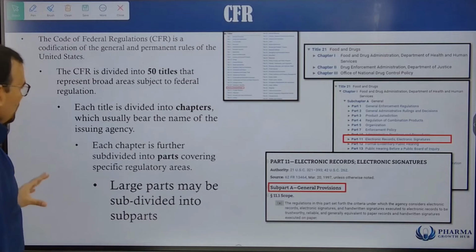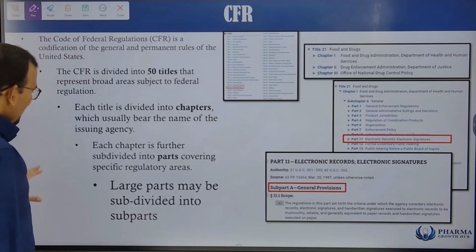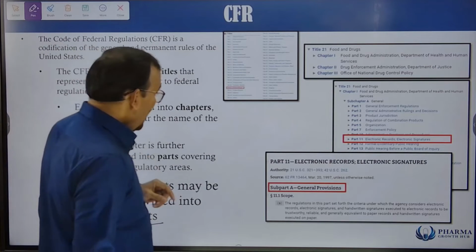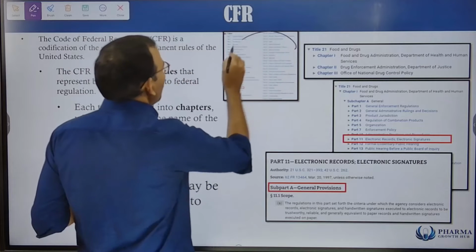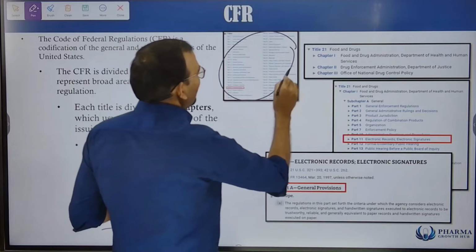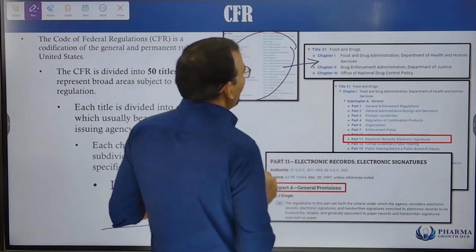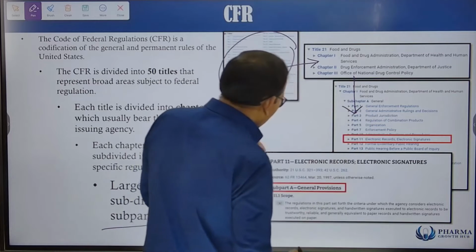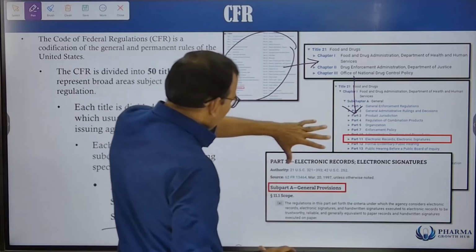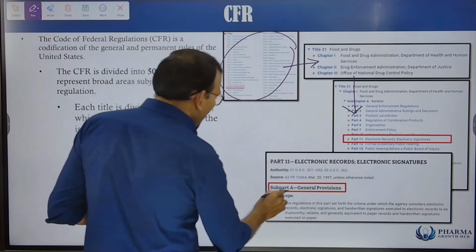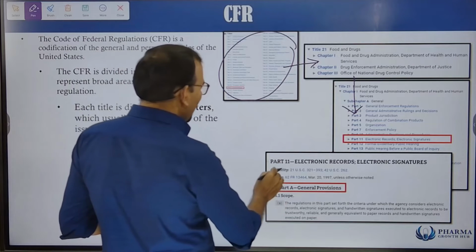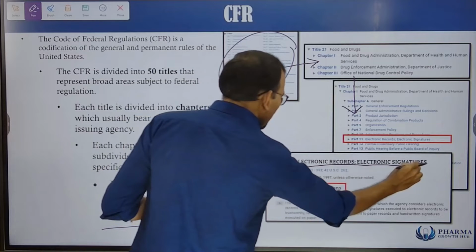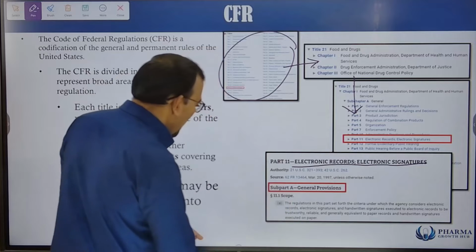Okay, so large parts may be subdivided into subparts. For example, let us talk again about the 50 titles. Each title can have a different number of chapters. Then each chapter can have parts, and again these parts can be subdivided into subparts. For example, this is part 11, and part 11 talks about electronic records, electronic signatures, and it has a subpart A, subpart B, subpart C.